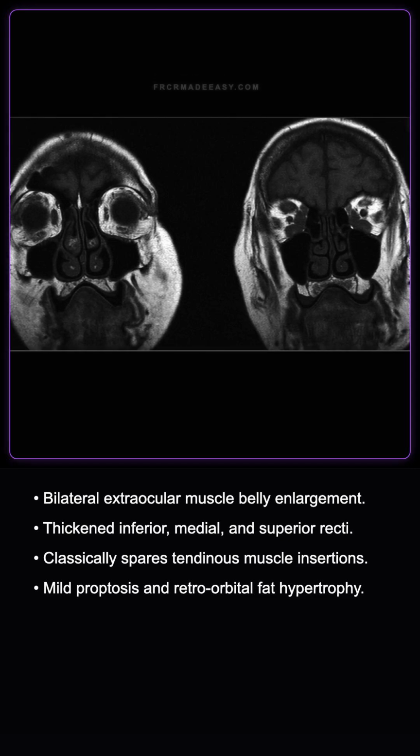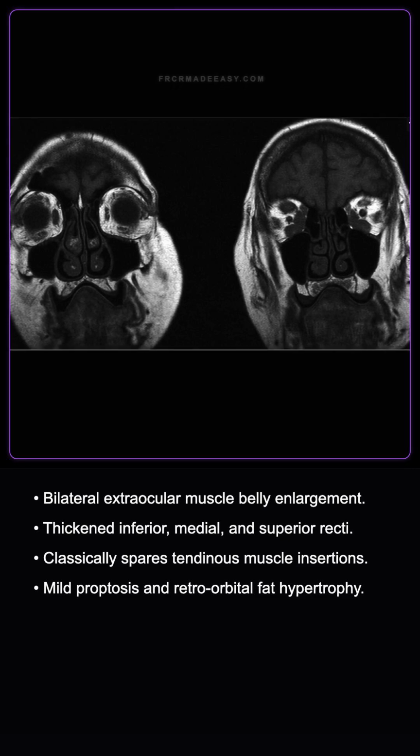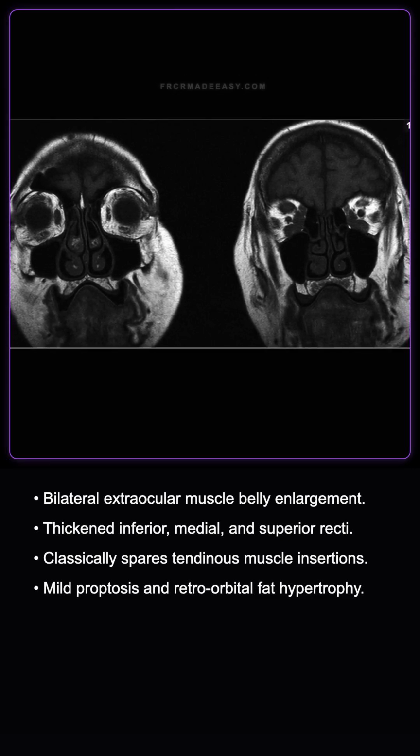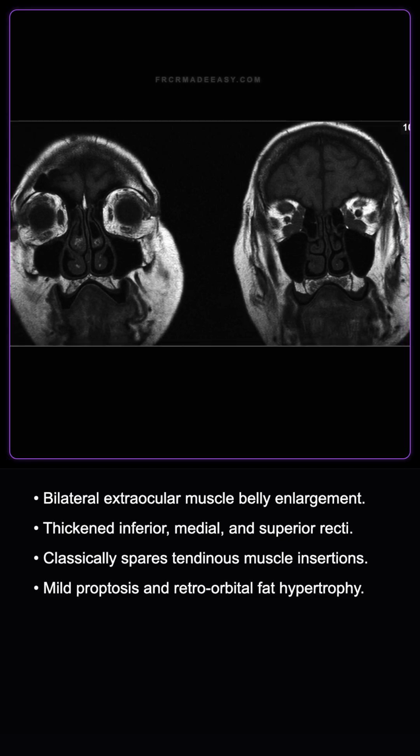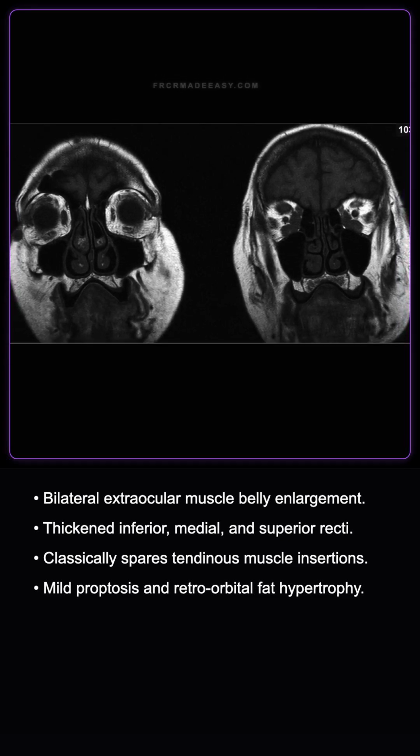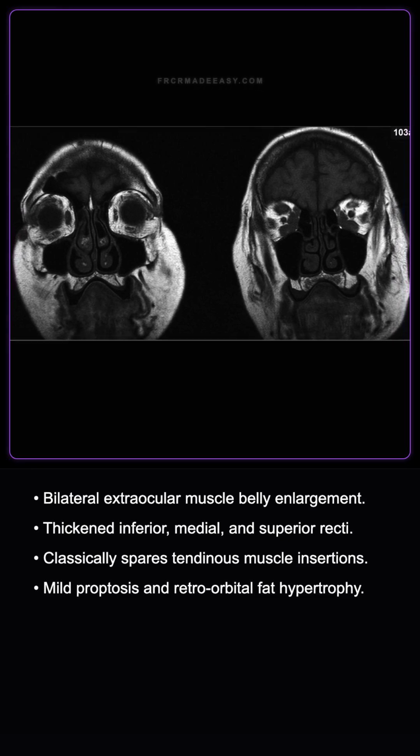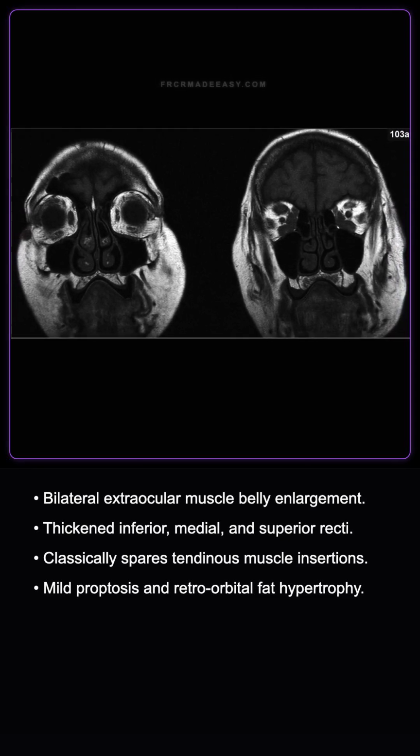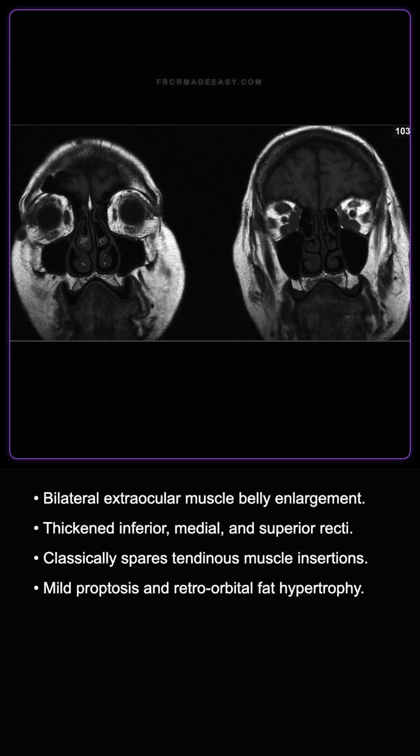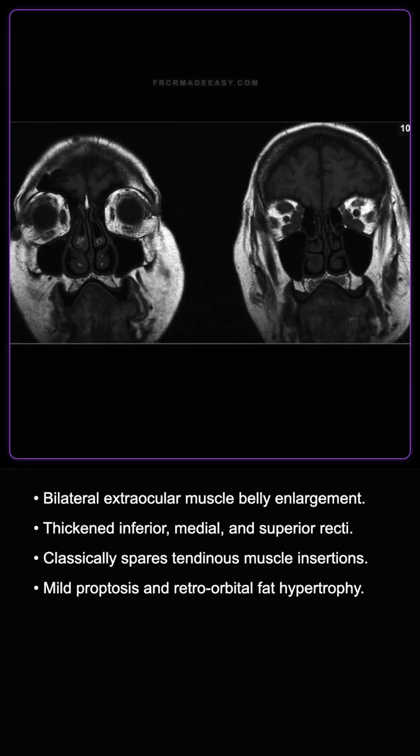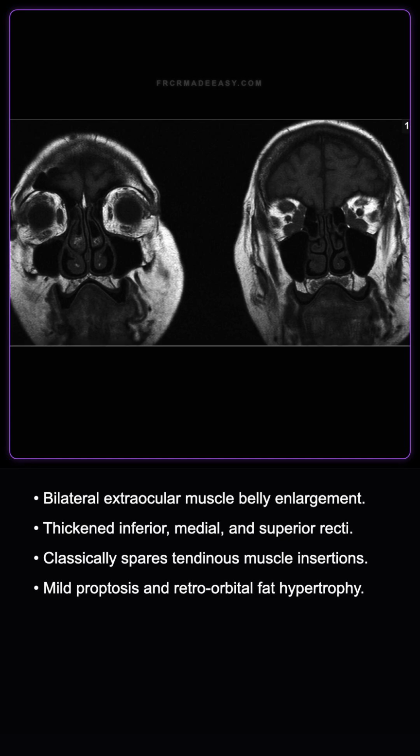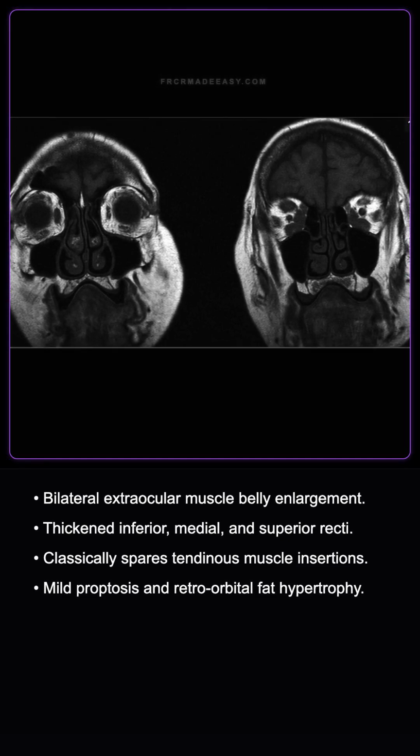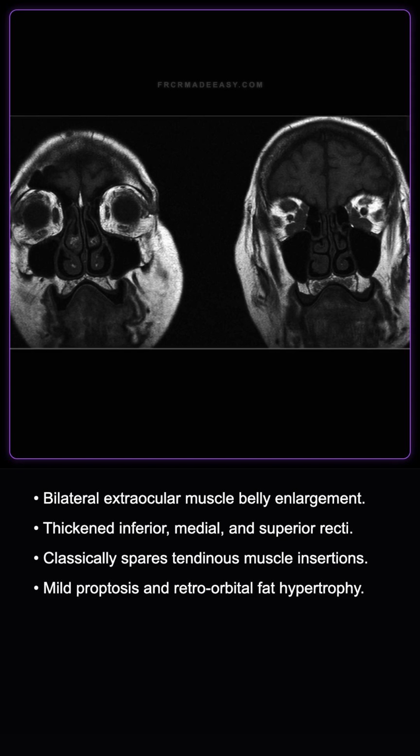The coronal T1 weighted MRI of the orbit demonstrates marked bilateral enlargement of the extraocular muscle bellies. Specifically, there is prominent thickening of the inferior, medial, and superior rectus muscles. Crucially, the distal tendinous insertions of these muscles are completely spared, remaining thin and normal in caliber. There is also mild retroorbital fat hypertrophy and early bilateral proptosis.